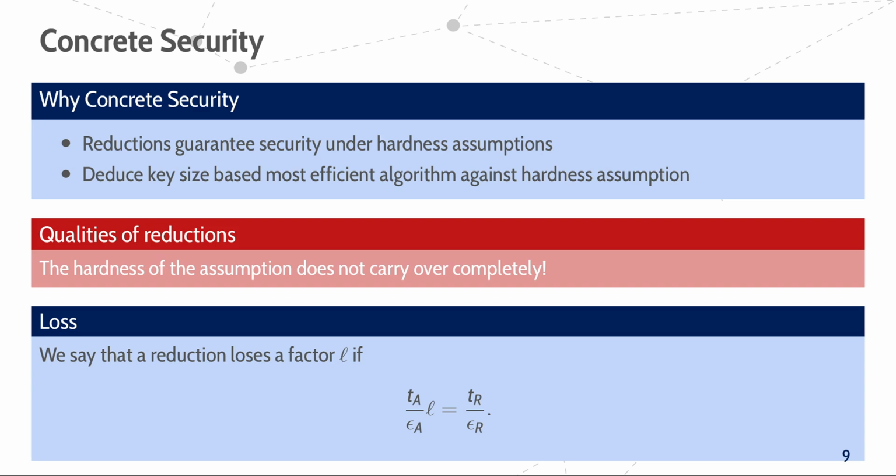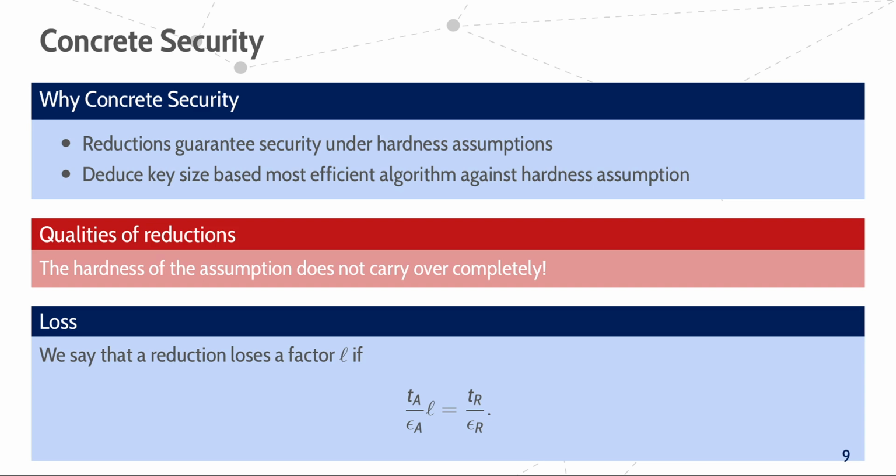For the key sizes that we decided on in this way, this means that they can be significantly larger or smaller depending on the quality of the reduction. Thus, a tight reduction allows us to use theoretically sound small key sizes and by that improves the efficiency of our scheme.